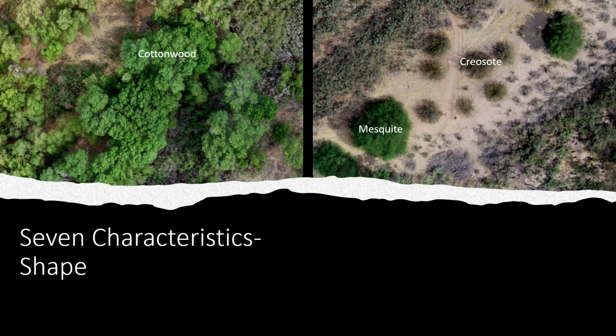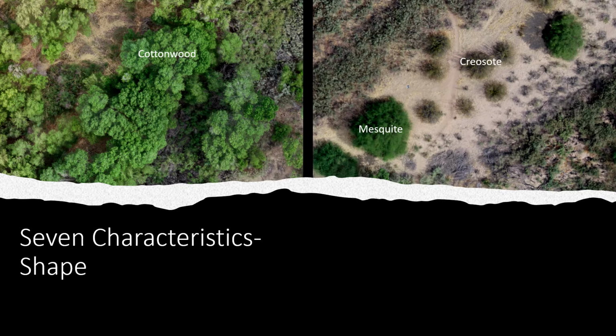Now, all features in an image have some form of shape to them. However, we can't always make decisions based on shape alone. So we can see on the left here, the same type of feature could have different shapes, like a mature cottonwood, which we see in the image on the left, compared to a juvenile tree. Likewise, different features can have relatively similar shape, like that of a small mesquite tree and a large creosote bush.